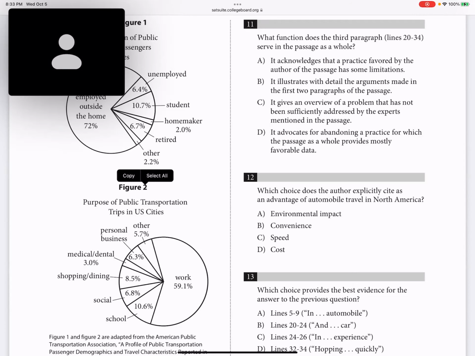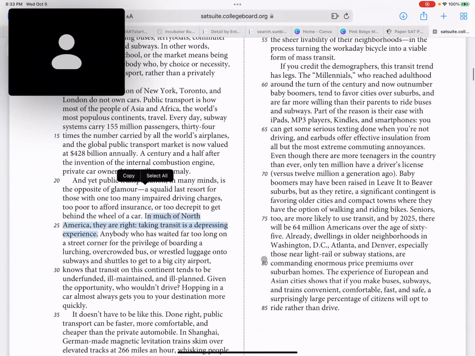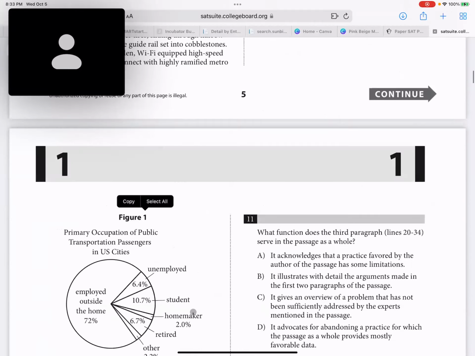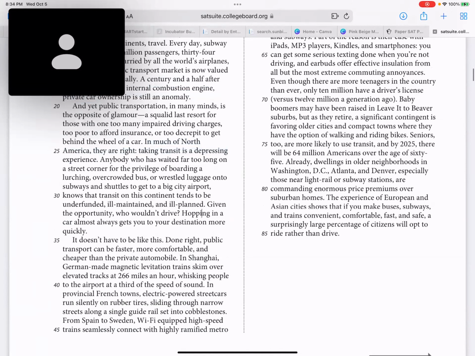Let's see. Convenience. I would say it's a stretch, honestly, to say that it's a depressing experience. Maybe if it's an enjoyability kind of, or pleasure that you get from riding it, sure. But I don't know if they would really call that convenience necessarily, because convenient would have been some sort of evidence stating that it was the easier thing to do, or it saved them trouble or something like that, right? So let's look at that last piece of evidence. 32 through 34 says, hopping in a car will almost always get you to your destination more quickly.